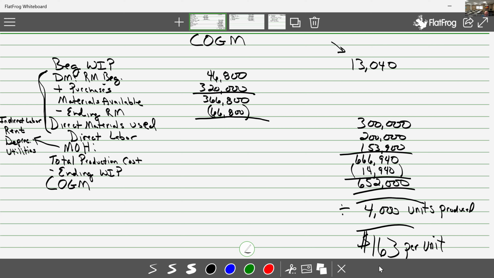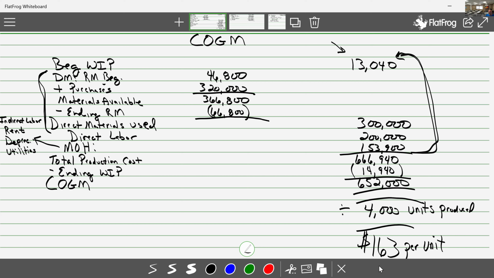So now we add all 4 of these together. Do not forget when we add that we have to come up here and get this top one included. That's the most common mistake made by students. They like to add the materials, the labor, and the overhead, but they forget that beginning work in process, that beginning WIP. So we add all those together. That is our total production cost of $666,940. So for the year, that's how much cost went into production.